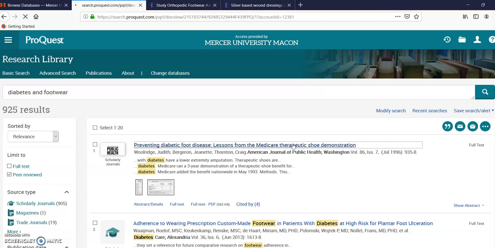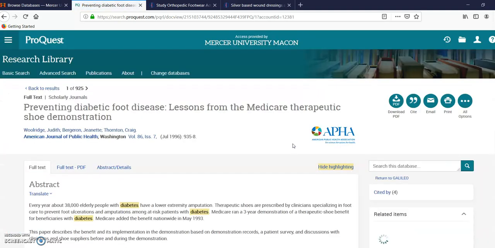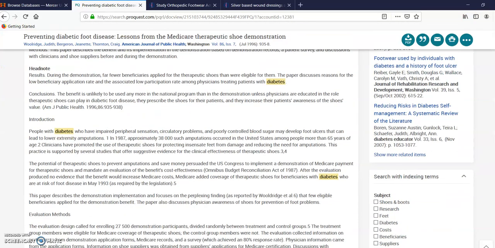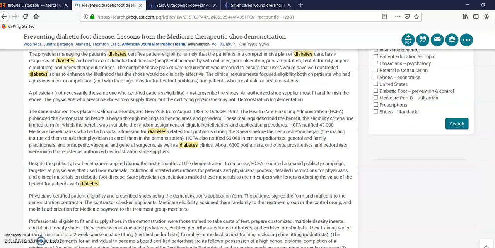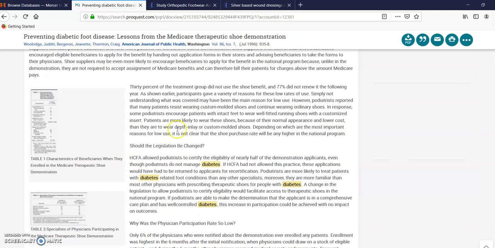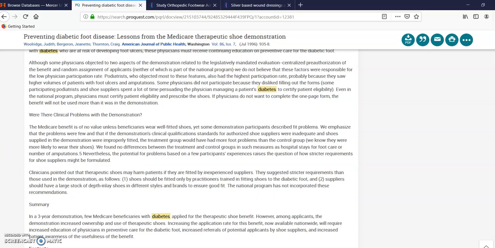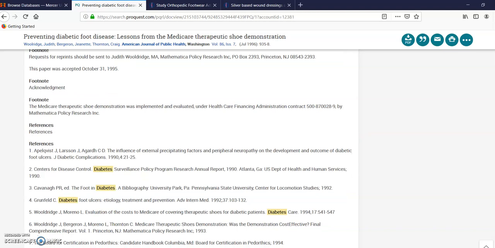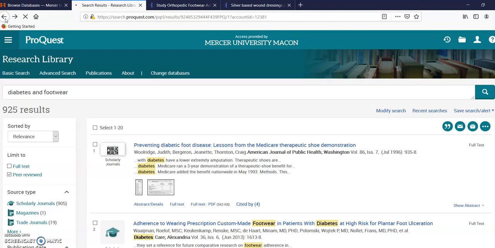Diabetic foot disease. Okay. Preventing diabetic foot disease. Honestly, I was looking for footwear, and it's highlighting all my terms. You can see here's the charts and graphs. Let's see if it has footwear in it somewhere, maybe towards the bottom. Nope. I think there were some other ones that did, though.